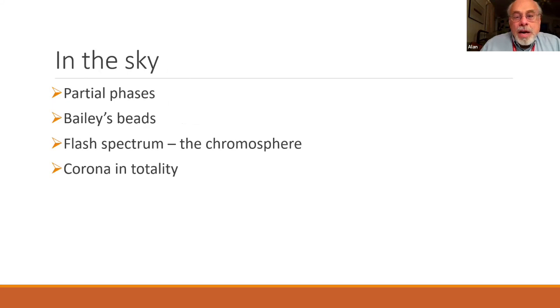So what you're going to see in the sky in a total solar eclipse is the partial phases, Bailey's beads, flash spectrum a bit, depending on how you observe it and if you're lucky, and then the corona during totality. Don't want to fully eliminate the observation of the coming annular eclipse. Annular eclipse is sort of like the partial phases. If you're not on the central line, it's exactly the same as a total solar eclipse because you're not going to see the central portion. But during an annular eclipse, when the moon is directly lined up with the sun, you see a ring and you don't see the corona.